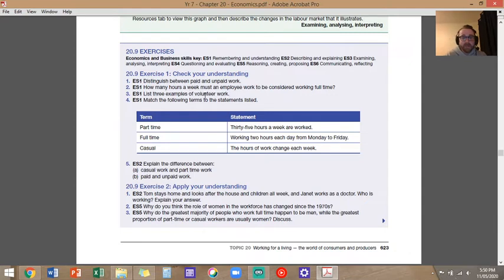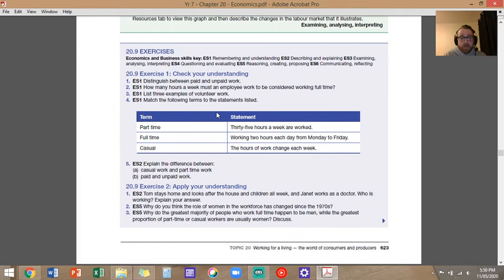Question 3. List 3 examples of volunteer work. So not volunteer groups like the Red Cross. Volunteer work. So helping homeless people. So don't give me the name of a volunteer organization like we did in previous lessons. I want actual things that you would do at a volunteer group.